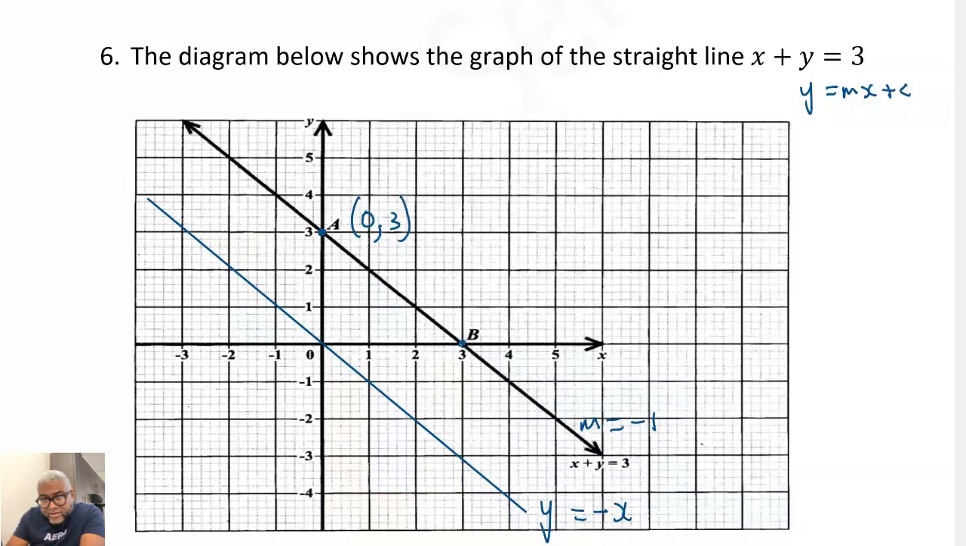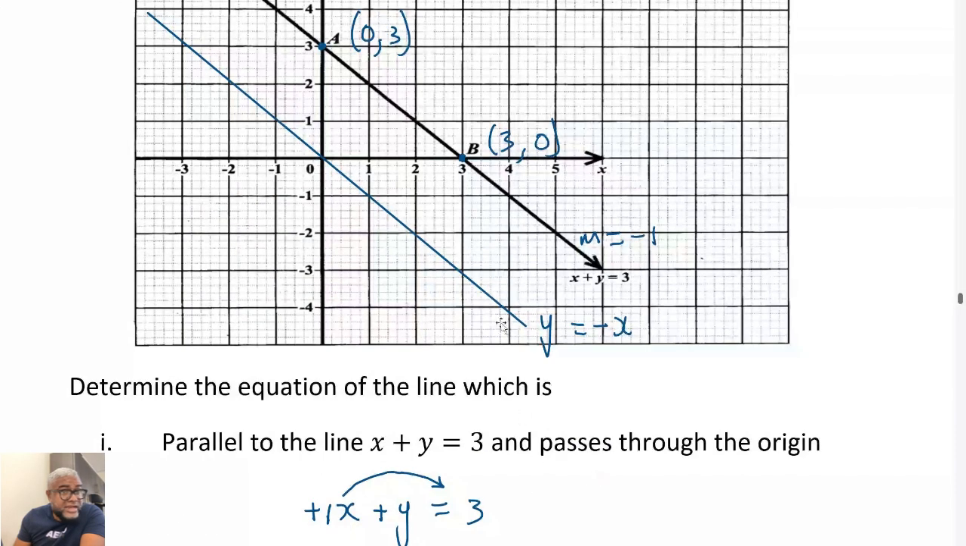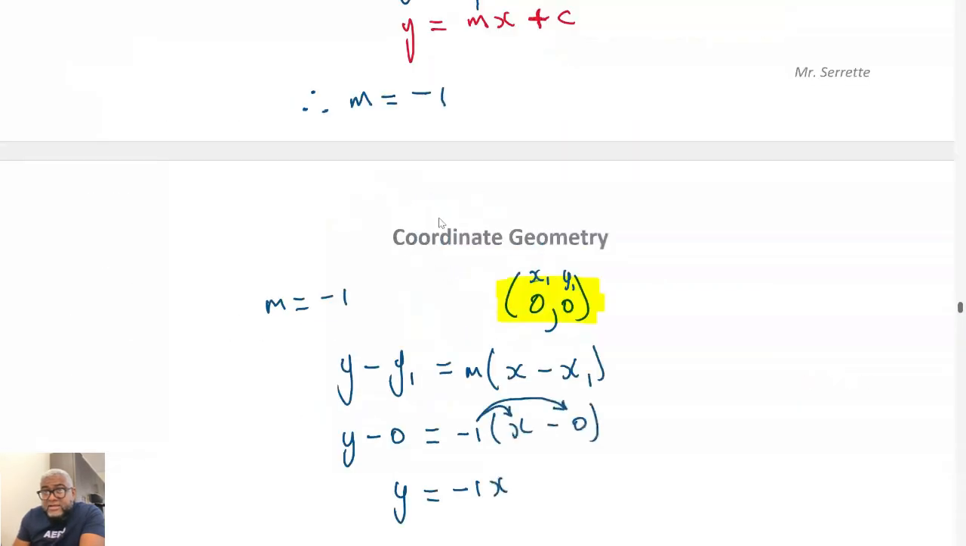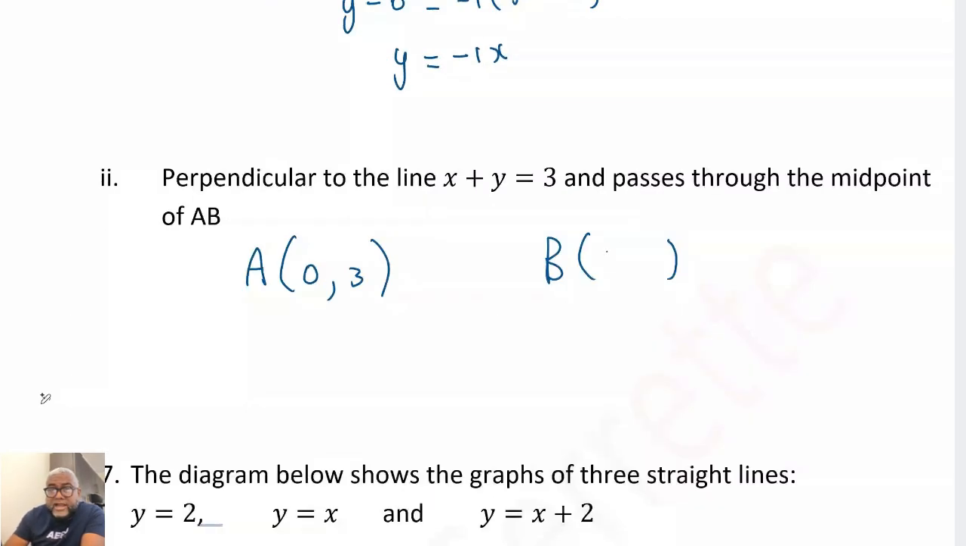This coordinate here now, what is the value on the x-axis? 3. And what is the value on the y-axis? 0. All right. So 3 on the x, it lines up with 0 on the y. So it will be 3, 0. Right? 3, 0.